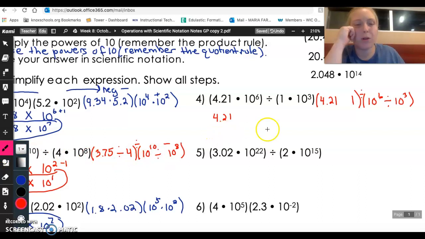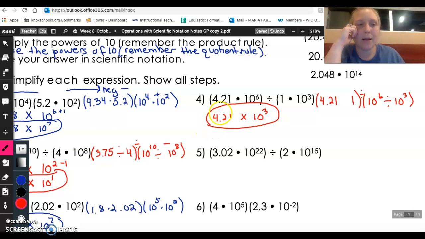For our powers, we're going to use the quotient rule. Okay, and the quotient rule, all it says is that we're dividing two powers and they have the same base. We always keep our base and we subtract those exponents. 6 minus 3 is going to be 3. Because our first number is already a number between 1 and 10, then you don't have to adjust it. This is our answer in scientific notation.